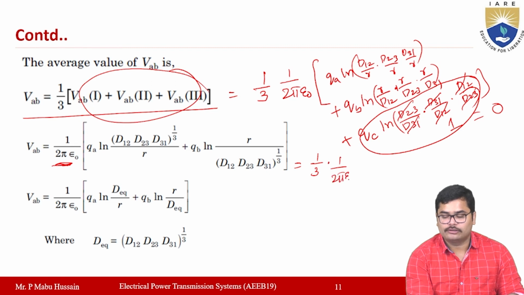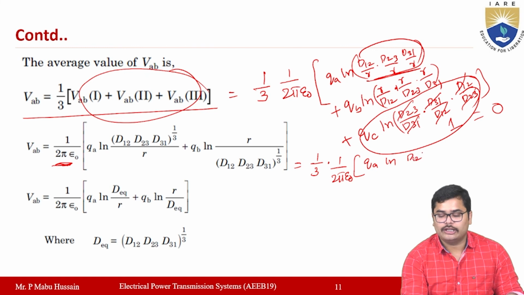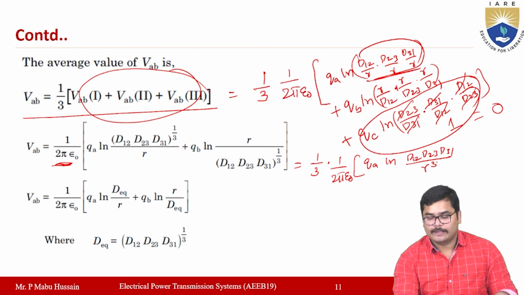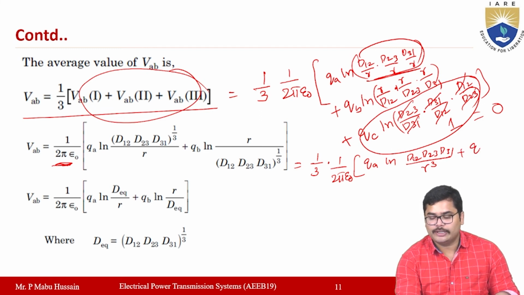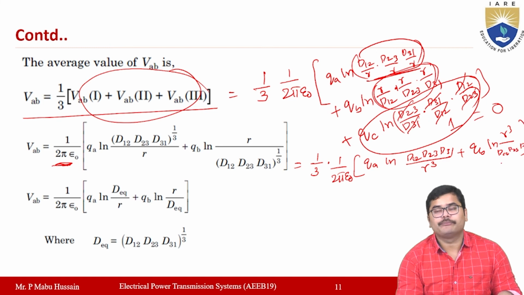Okay, so then this can be written as 1 by 3 into 1 by 2 pi epsilon naught into qa ln, so this term, if you see here, d12, d23, d31 whole to the power of r cube, sorry, r cube by d12, d23, d31, you will get, plus qb for the second term, ln r cubed by d12, d23, d31 you will get.